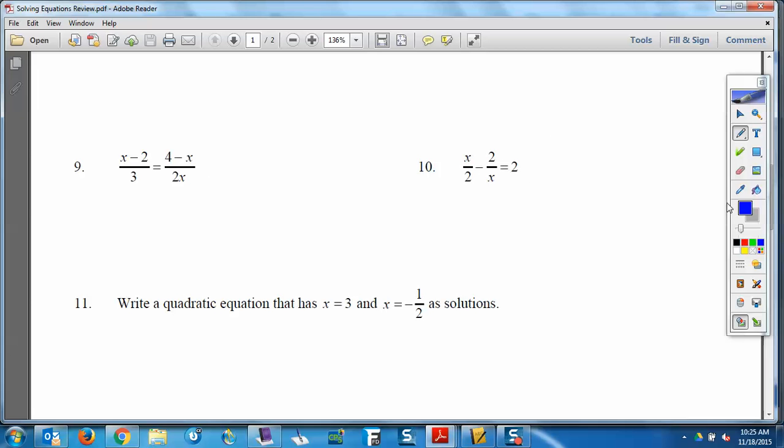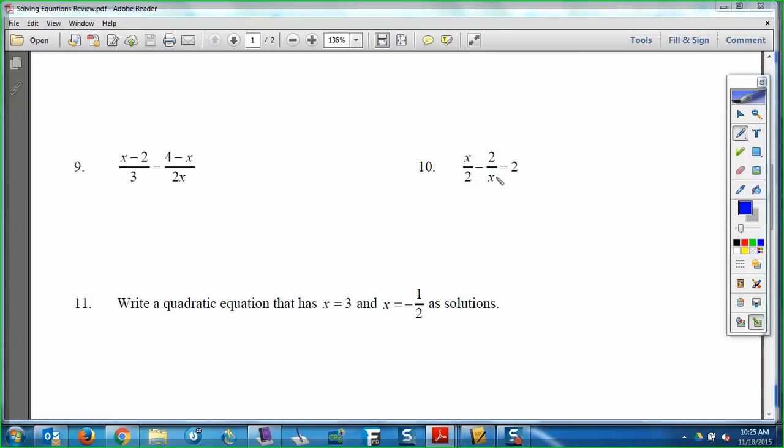Now the other thing you could do on a problem like this, and I know Mrs. Andreessen talks about this, is you could just clear out your fraction on both these problems. I could just take this side times 6x and this side times 6x. You see how that would clear out that fraction? Because on this side, that would give me 2x on top. And on this side, this would give me what? 3. And then I could solve from there.